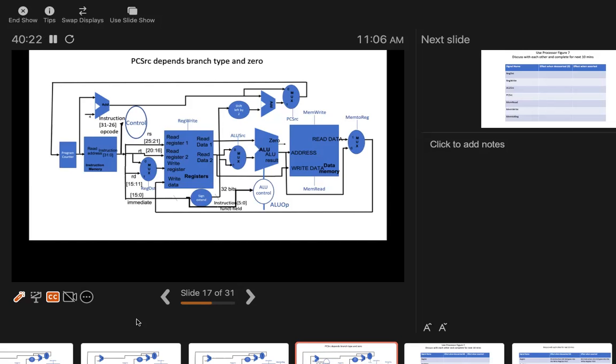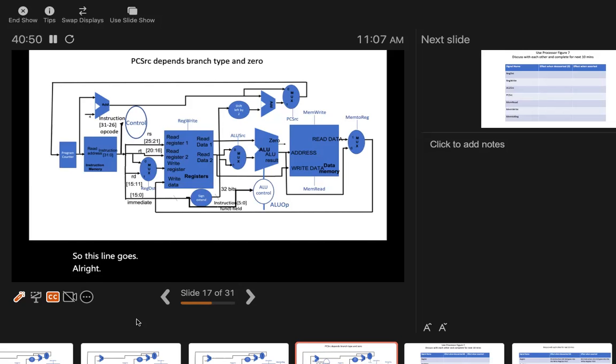So after the instruction memory, you see a line goes to control. Instruction bits 31 to 26, so this line goes to the control unit. And the control unit sends out all the lines: register destination, register write, all the signals go from there.